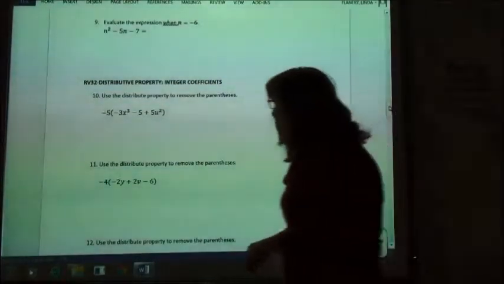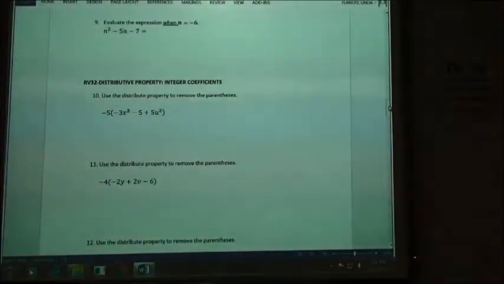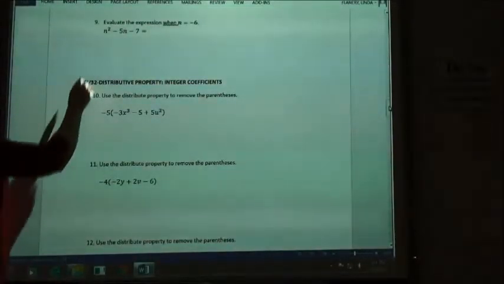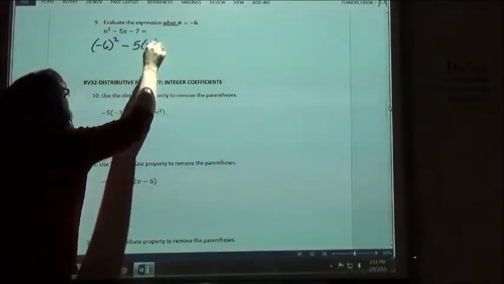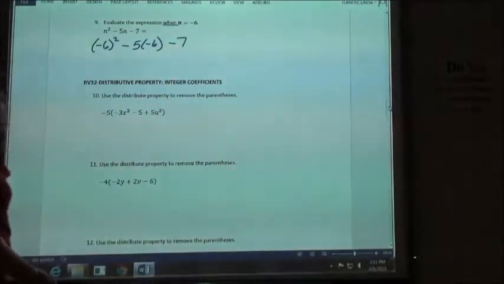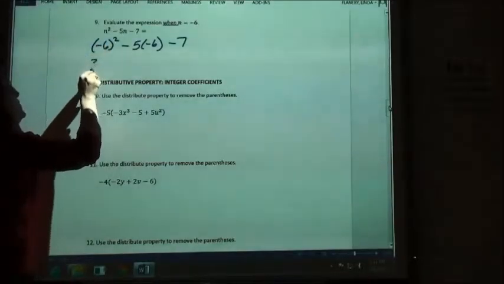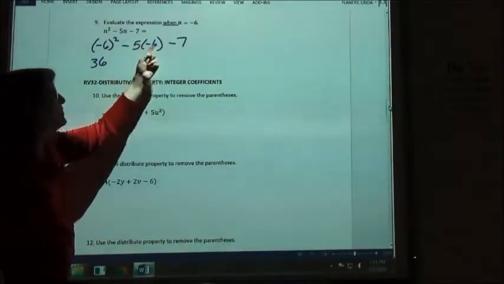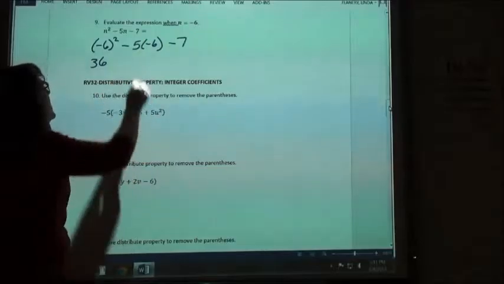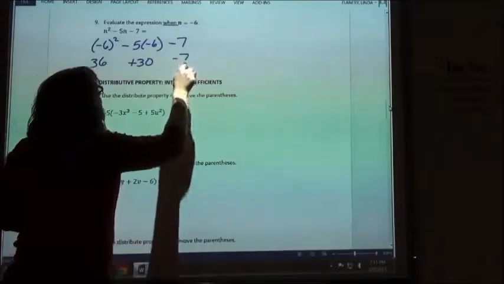Number 9, if I'm evaluating that expression, again I'm putting in -6 for my n, and I'm doing n squared minus 5n minus 7. So I'm going to take -6 squared minus 5 times -6 minus 7. Following my order of operations. Exponents first. So -6 times -6, negative times a negative is a positive 36. Then multiplying. -5 times -6, a negative times a negative is a positive 30. And then I have my minus 7.